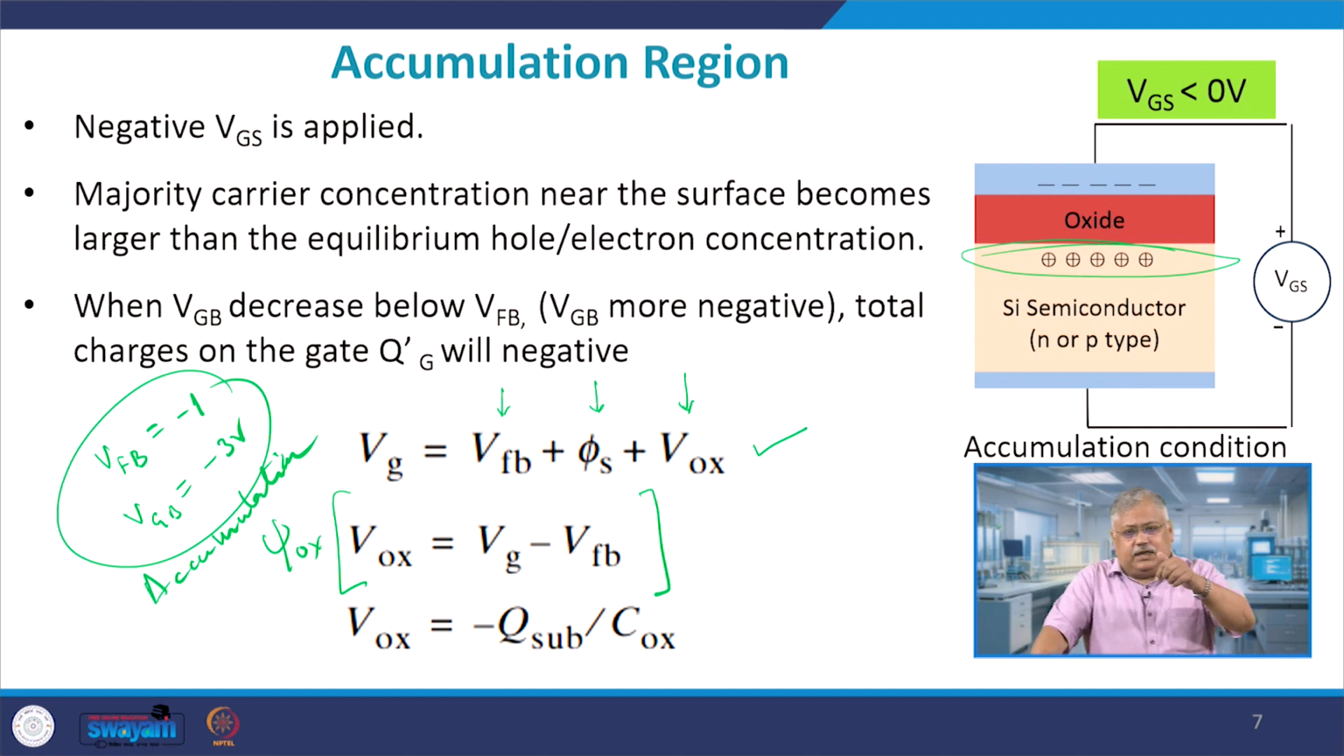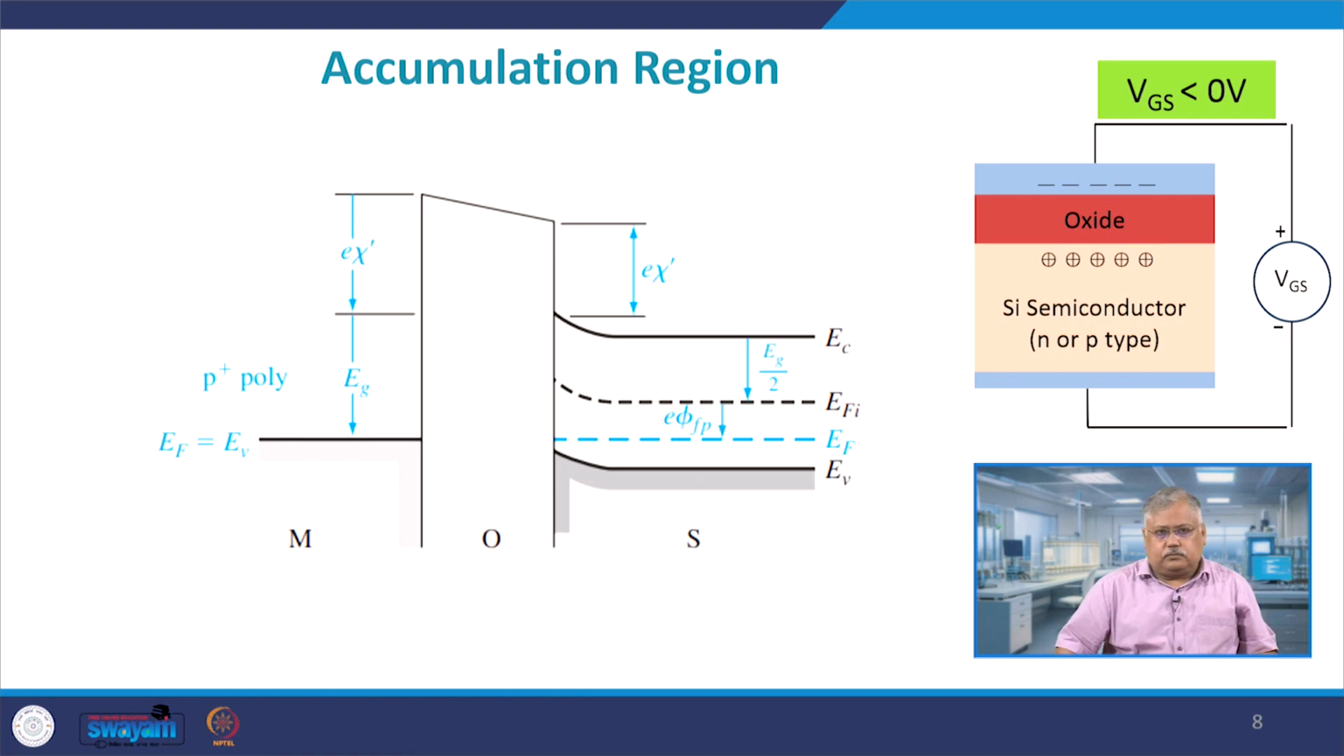You apply the gate voltage, you spend some of the gate voltage in flattening the band, and the rest of the voltage appears across the oxide layer, and it is given by substrate charge divided by Cox. So, you can use it as per unit area also, or you can use it as a total charge also.